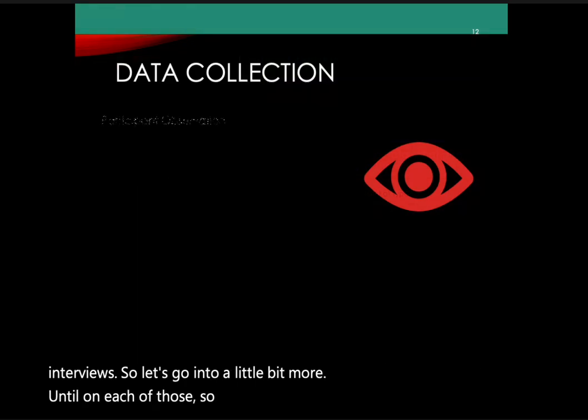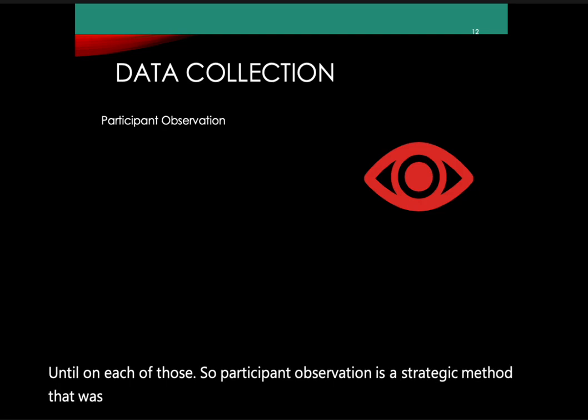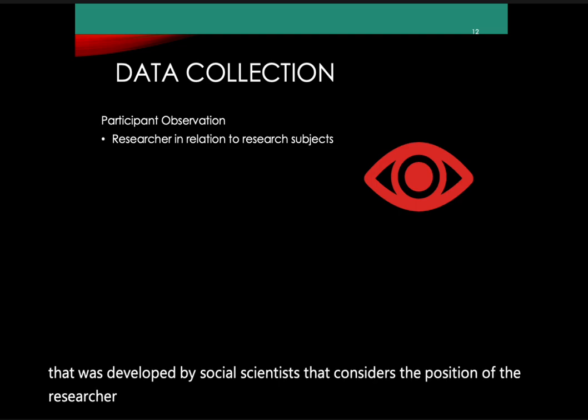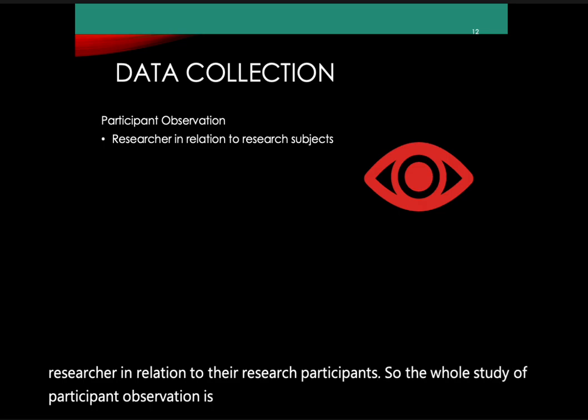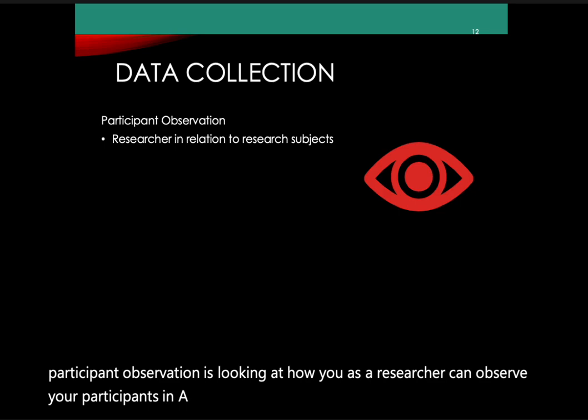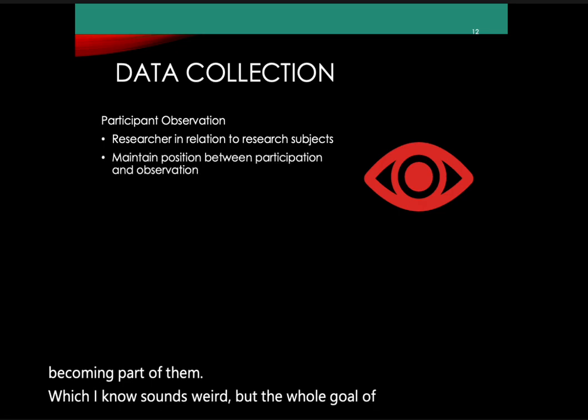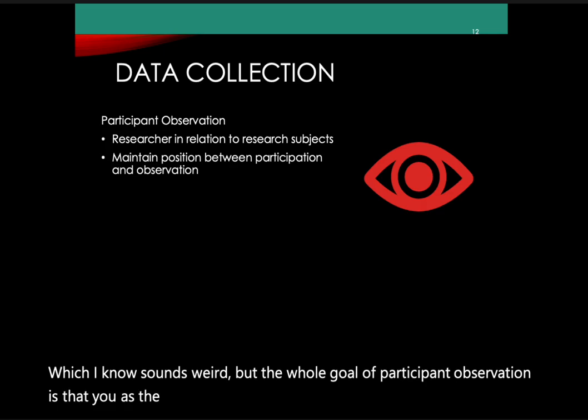So participant observation is a strategic method that was developed by social scientists that considers the position of the researcher in relation to their research participants. So the whole study of participant observation is looking at how you as a researcher can observe your participants in a way that you become part of them without becoming part of them, which I know sounds weird, but the whole goal of participant observation is that you as the researcher, the participant observer, you try to maintain a position between participation and observation.